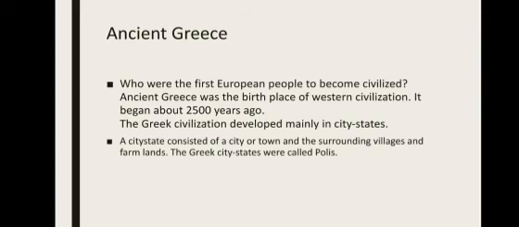Ancient Greece was the birthplace of Western civilization. It began about 2,500 years ago. The Greek civilization developed mainly in city-states. A city-state consisted of a city or town and the surrounding villages and farmlands. The Greek city-states were called polis.